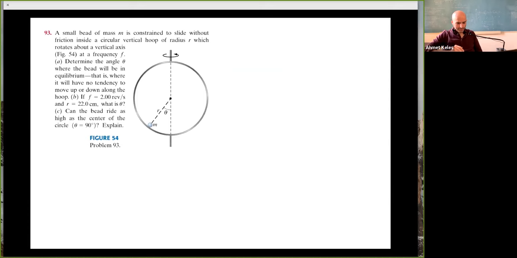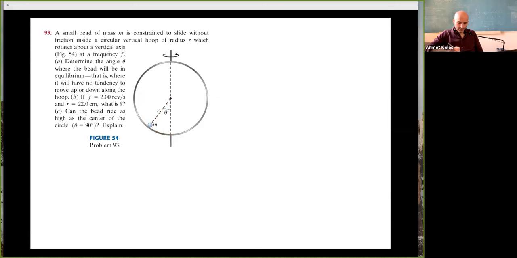A small bead of mass m is constrained to slide without friction inside a circular vertical hoop of radius r, which rotates about a vertical axis. So this hoop rotates like this, and this bead is constrained to move up and down here like this. It cannot just fall off or trip up. It's supposed to stay there, okay?